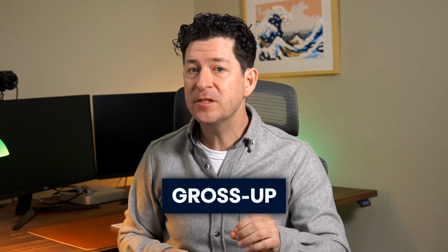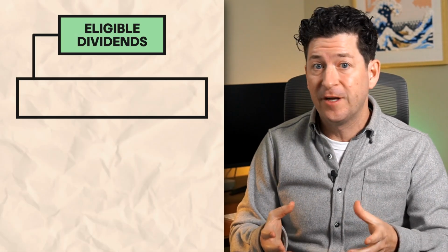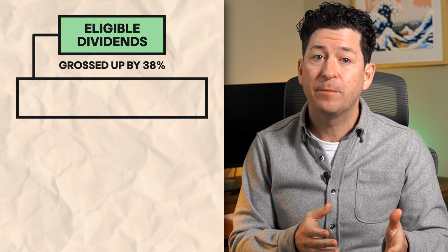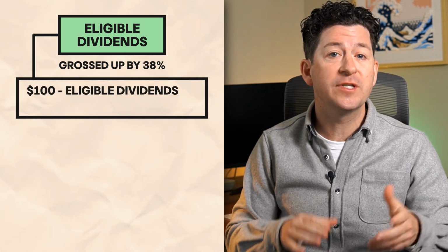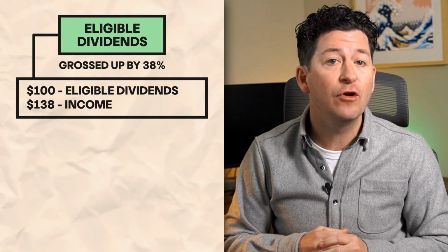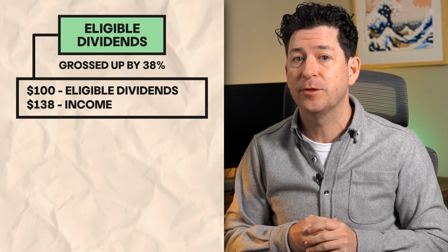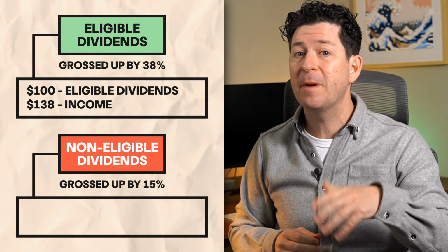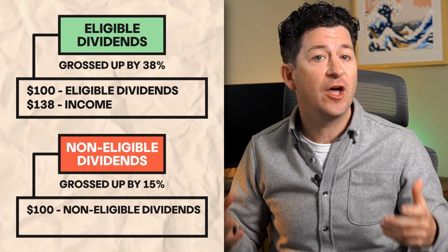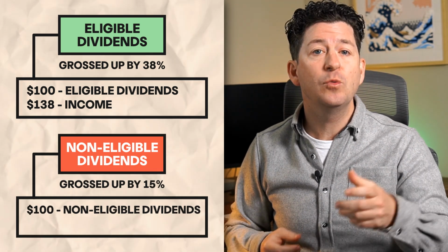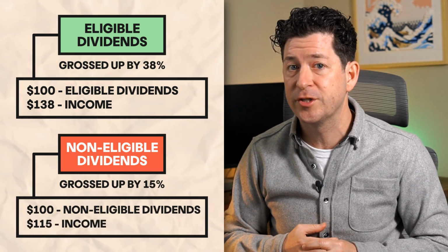When you receive dividends, the first step is the gross up. This artificially increases the amount of dividend income reported on your tax return to reflect the pre-tax income the corporation earned. Here's how the gross up works. Eligible dividends are grossed up by 38%. So if you receive $100 in eligible dividends, you'll report $138 of income on your tax return. Non-eligible dividends are grossed up by 15%. If you receive $100 in non-eligible dividends, you'll report $115 on your tax return.